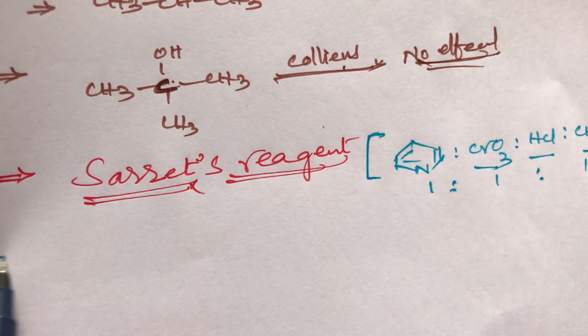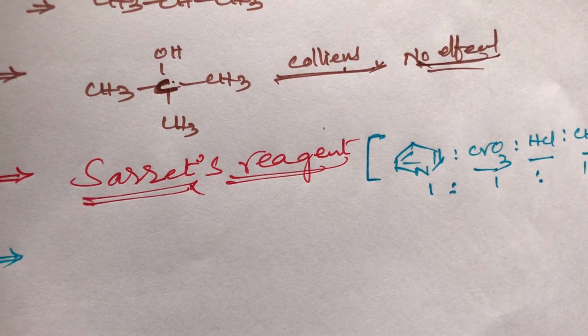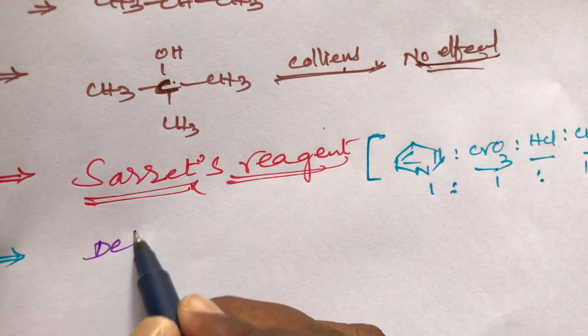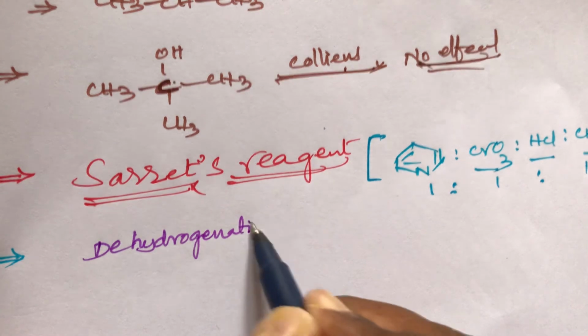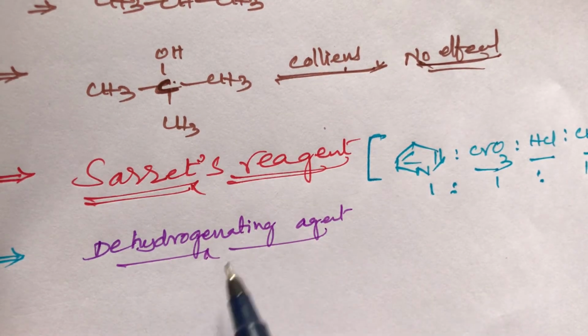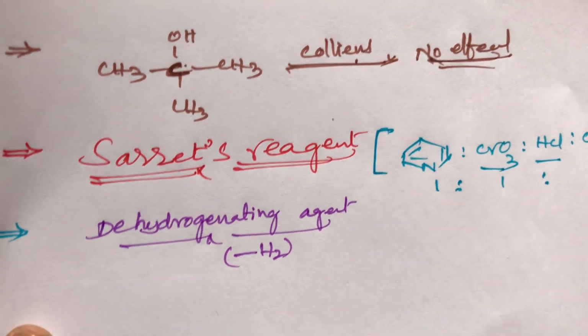What is the role of Sarett's reagent, student? This Sarett's reagent acts as a moderate oxidizer. It also acts as a dehydrogenating agent. What does dehydrogenating agent mean, student?